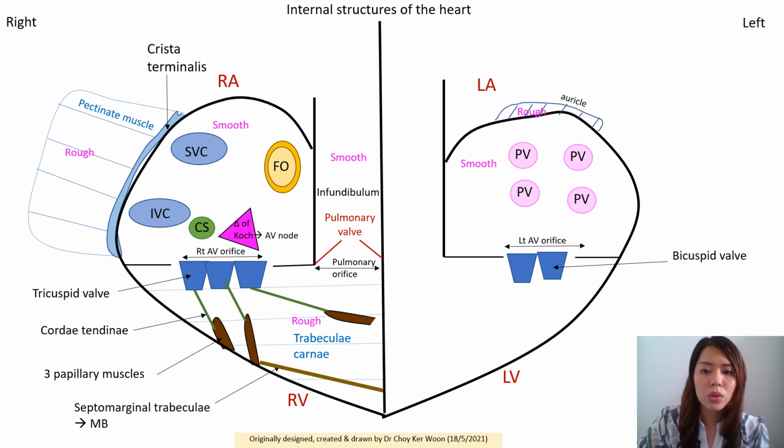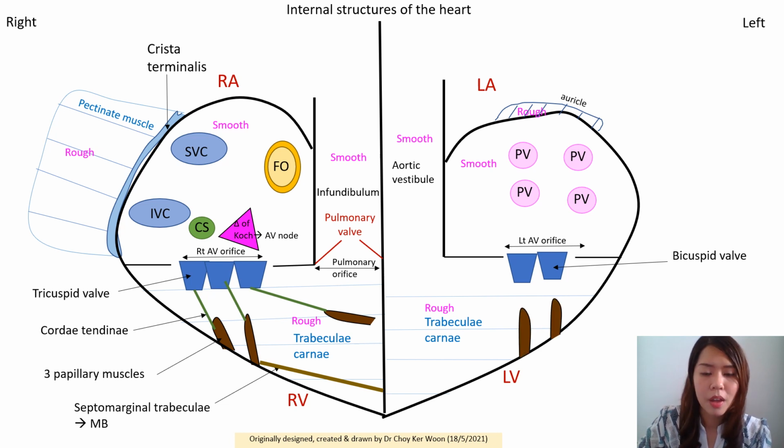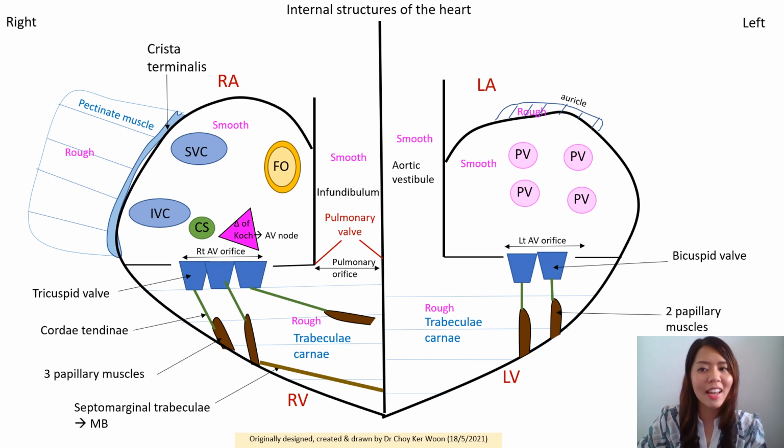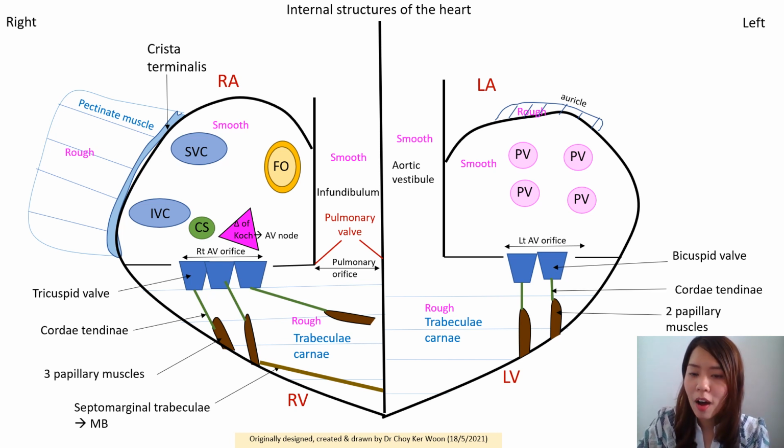Now let us look into the left ventricle. Similarly, the inflowing part is rough and the outflowing part is smooth. The rough part is rough because we have the trabeculae, and the smooth part we call the aortic vestibule. Similarly, we also have papillary muscles, but in the case of the left ventricle, we only have two papillary muscles. These two papillary muscles are also connected to the bicuspid valve by means of the chordae tendineae.